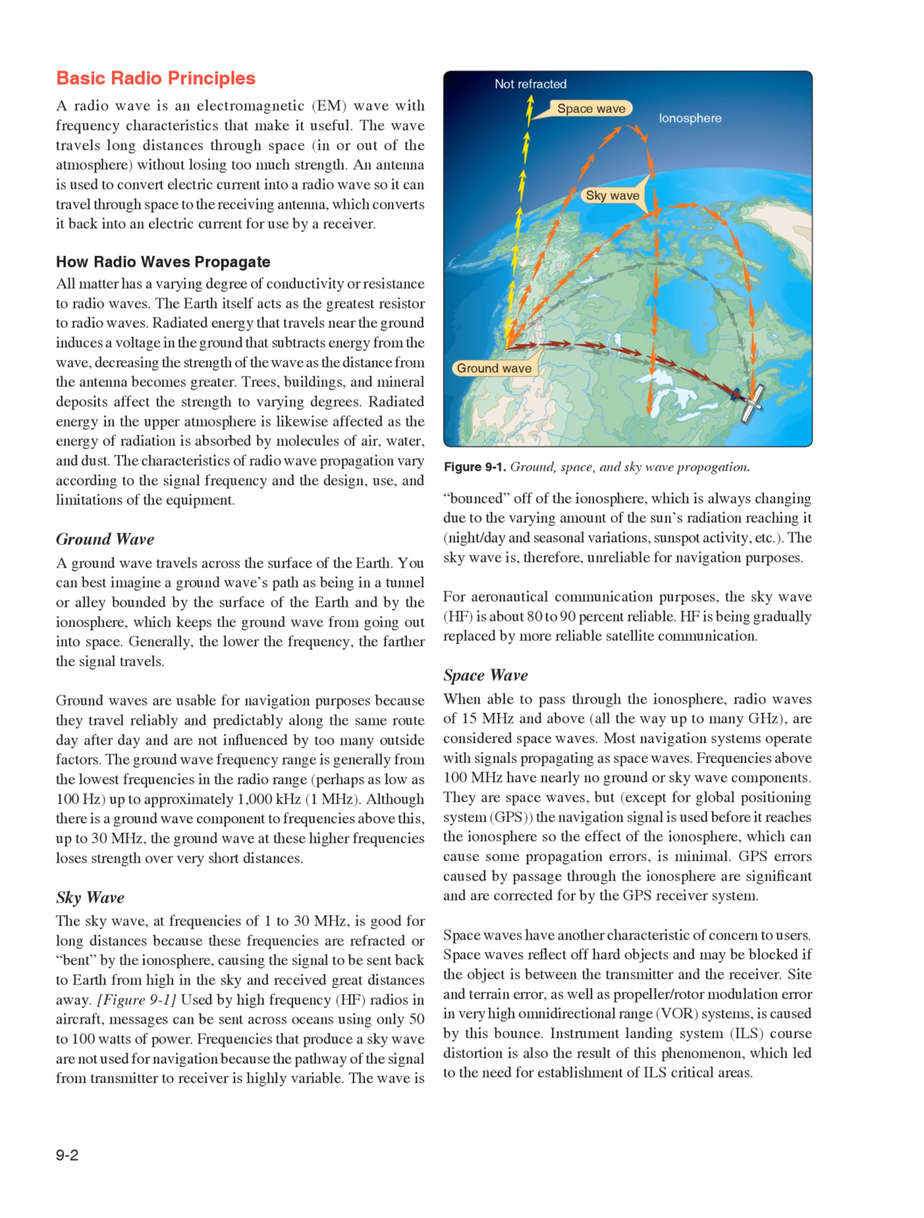Skywave. The skywave, at frequencies of 1 to 30 MHz, is good for long distances because these frequencies are refracted or bent by the ionosphere, causing the signal to be sent back to Earth from high in the sky and received great distances away. Figure 9.1. Used by high-frequency (HF) radios in aircraft, messages can be sent across oceans using only 50 to 100 watts of power. Frequencies that produce a skywave are not used for navigation because the pathway of the signal from transmitter to receiver is highly variable.